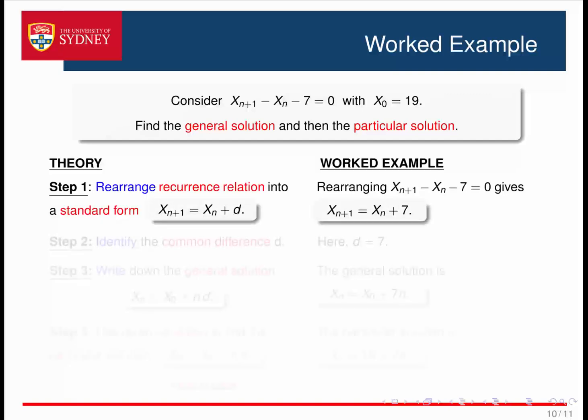Our first step is to rearrange the recurrence relation into a standard form. Here, for this recurrence relation, that means we must rearrange it so that the term with the highest subscript, that is, x_{n+1}, is on its own on the left-hand side. For our example, this means we add x_n and 7 to both sides of the equation, giving x_{n+1} = x_n + 7.